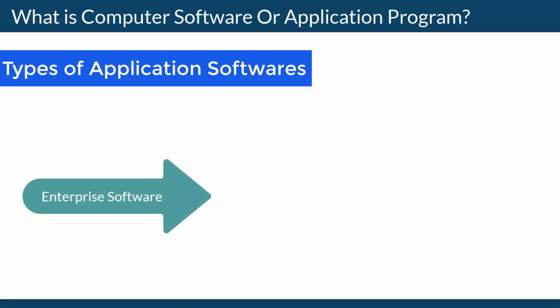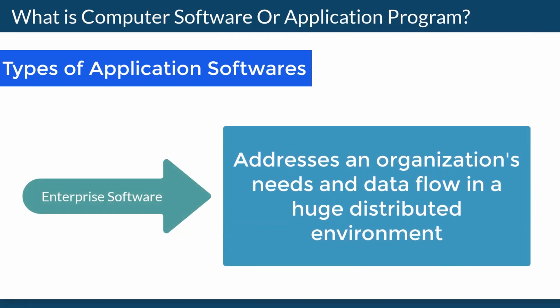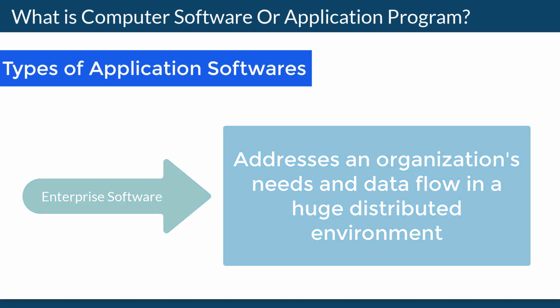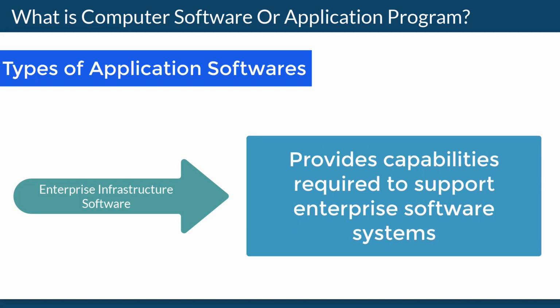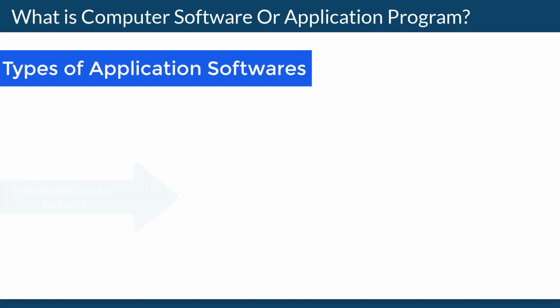Enterprise software addresses an organization's needs and data flow in a huge distributed environment. Enterprise infrastructure software provides capabilities required to support enterprise software systems.